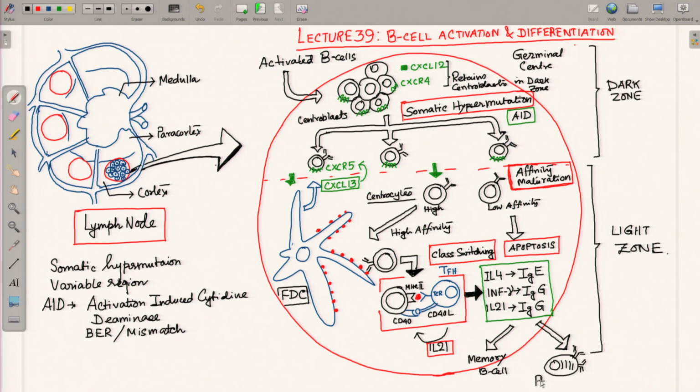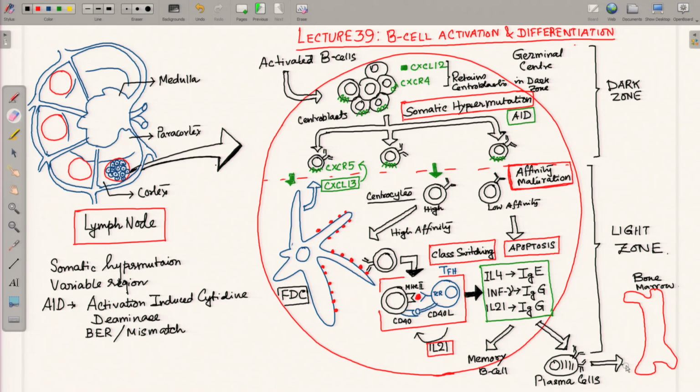So, this is the plasma cell, and finally these plasma cells will again migrate to the bone marrow, and from there they will start secreting the antibodies.